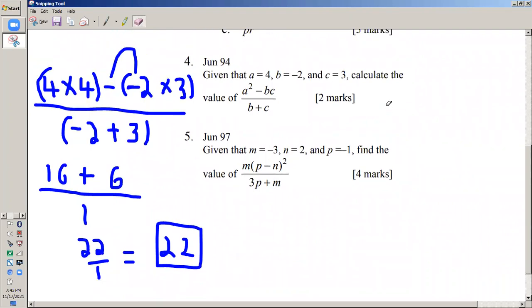All right. Any questions about number 4? So will 22 over 1 still be correct, sir? Yes, man. Okay. All right. Anybody try number 5? Or anybody want to try number 5?